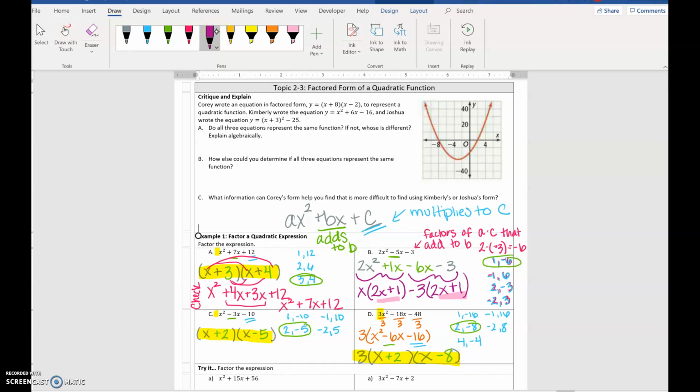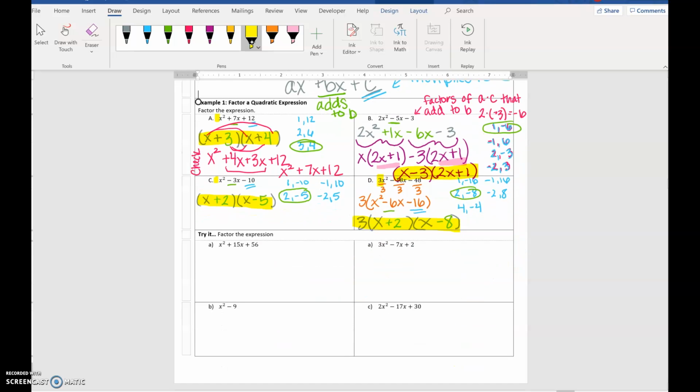And then our final answer is you taking the x right here, so x, and then this minus 3, and those go in parentheses, and then you just write the ones that are already in parentheses once. And this right here is your final answer. So go ahead and pause the video and try these ones, and then check your answers.